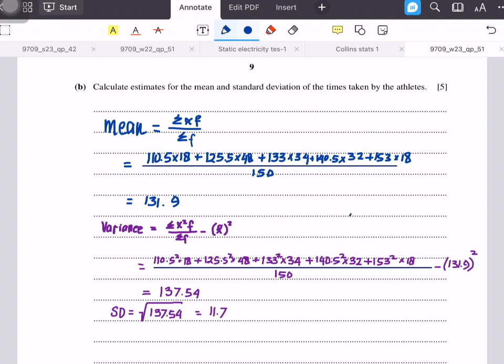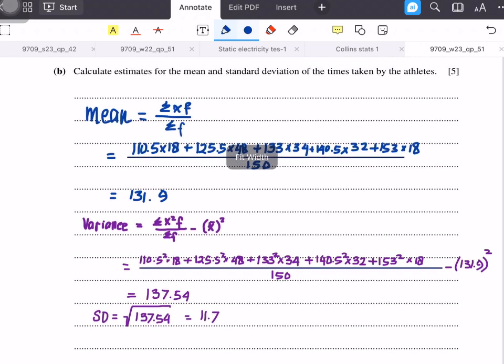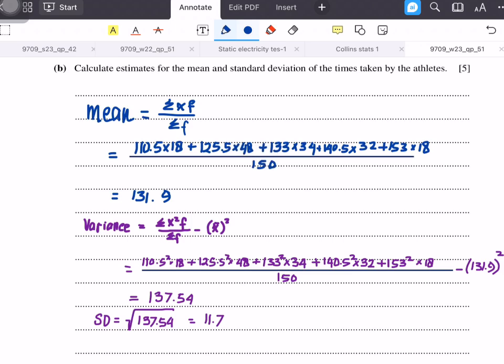And then for the variance, the formula is sigma x squared times f divided by sigma f, minus the mean squared. So same, x is the midpoint for each class, but you have to square it first and multiply by the frequency.